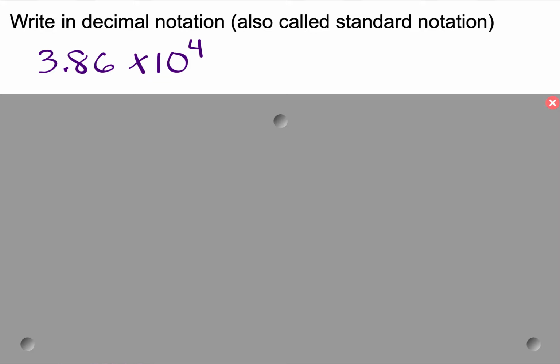Okay. Now just go through a bunch of problems quickly. 3.86, move the decimal 4 places, making the number bigger. It's going to have a couple of zeros. This is 38,600.